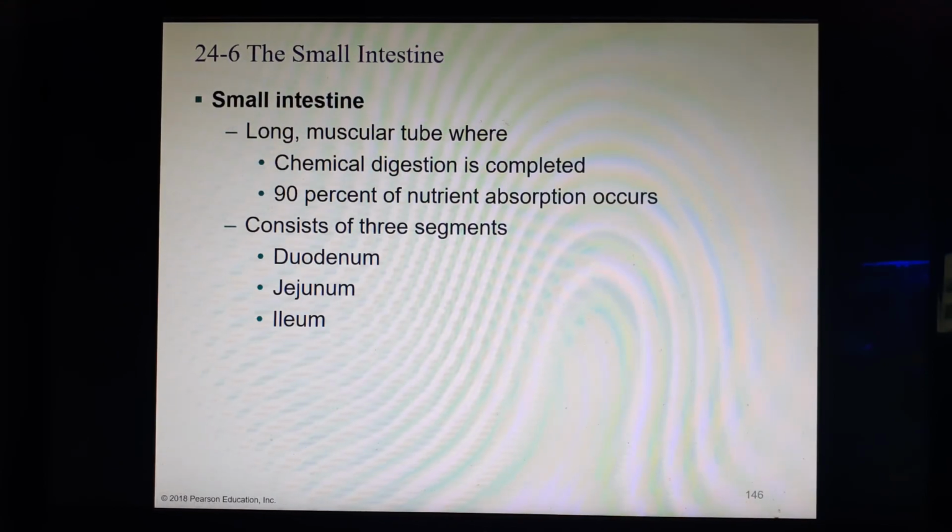All right, so that's a good place to start, and I will pick up the next presentation with slide 146.